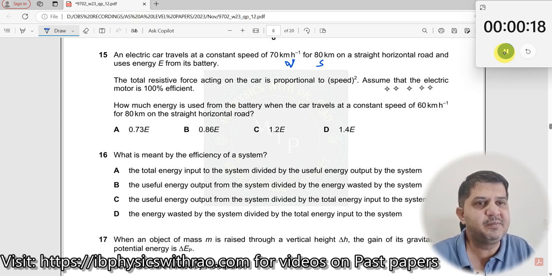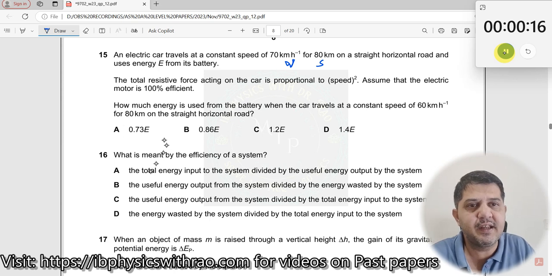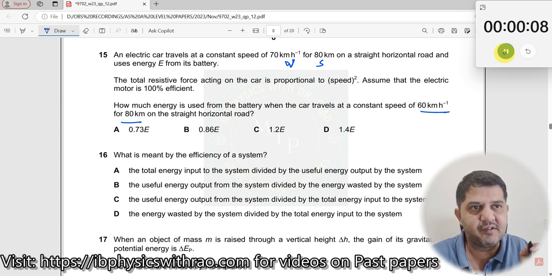Assume that the electric motor is 100% efficient. How much energy is used from the battery when the car travels at a speed of 60 km per hour for 80 km on the straight horizontal road? So, this is what has been asked.